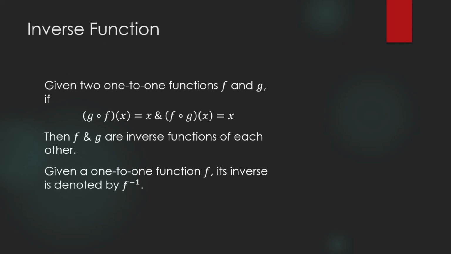What then is an inverse function? So given two one-to-one functions f and g, if, okay, so this is our notation for function composition. If this function composition, when applied to x, is equal to x, and if you interchange the composition and you apply it to x and the result is x, then f and g are inverse functions of each other. And if f is a one-to-one function, its inverse, which is also a function, is denoted by this.